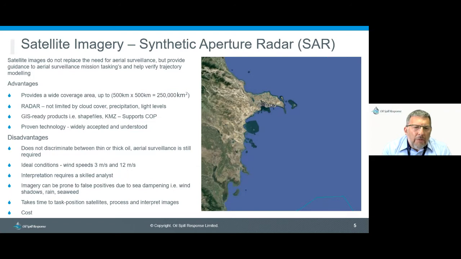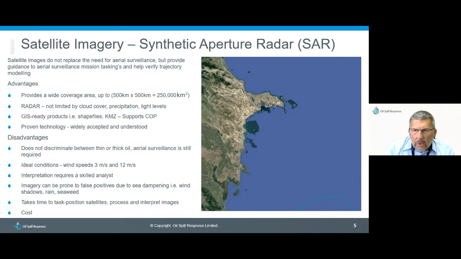The imagery can be prone to false positives. Other things that may dampen the sea, such as wind shadows, rain and seaweed, can give you false positives, and that's why we really need a skilled analyst to look at the data coming back and give us an indication or confidence level in whether that's oil or not. Another disadvantage is cost. It can be quite costly, but if the service works, then it's a really good tool, as I've said.